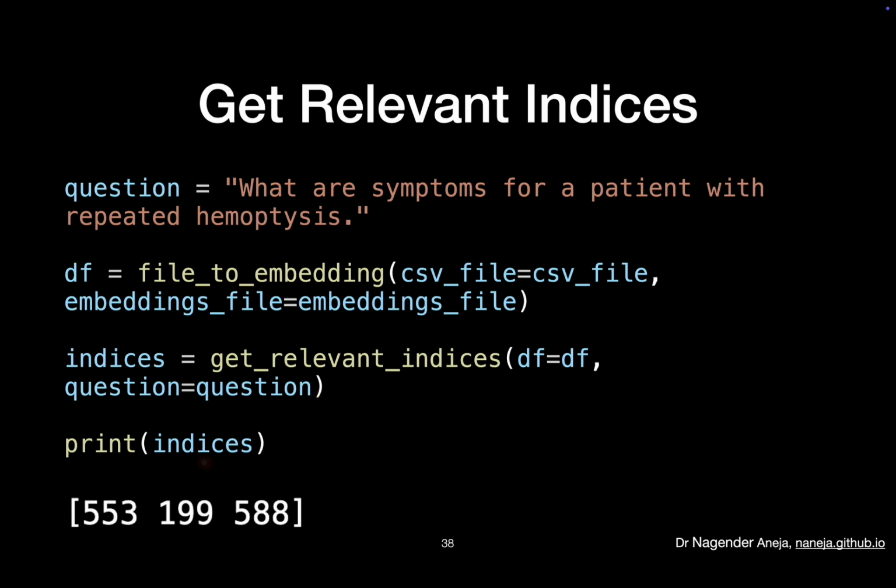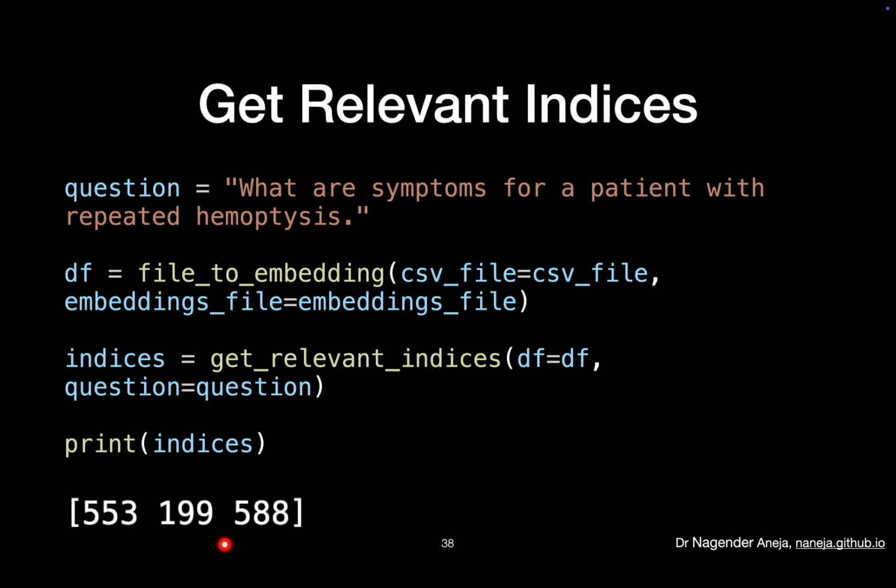So it will print the indices. It says that rows 553, 191, and 588 have paragraphs that are similar to this one, right? This is based on the cosine similarity. So we can use this information and pass this on. That's the retrieval step. So our retrieval step is done, right?